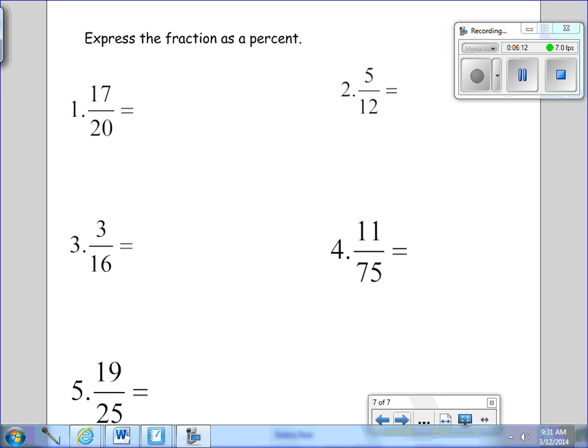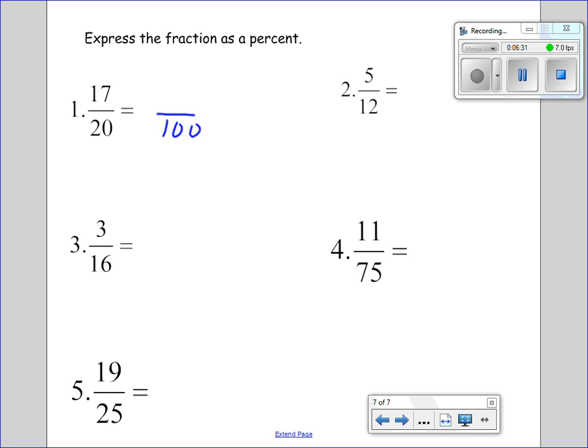And this last example that we have, there's 5 examples. You are to express the fraction as a percent. So we're going to use ratios to form a type of proportion. For example, in number 1, we're looking for the percent, so I'm going to put it as a P right here. This one you can do in mental math because 20 times 5 is 100. So 17 times 5 is 85, which is going to equal 85%.